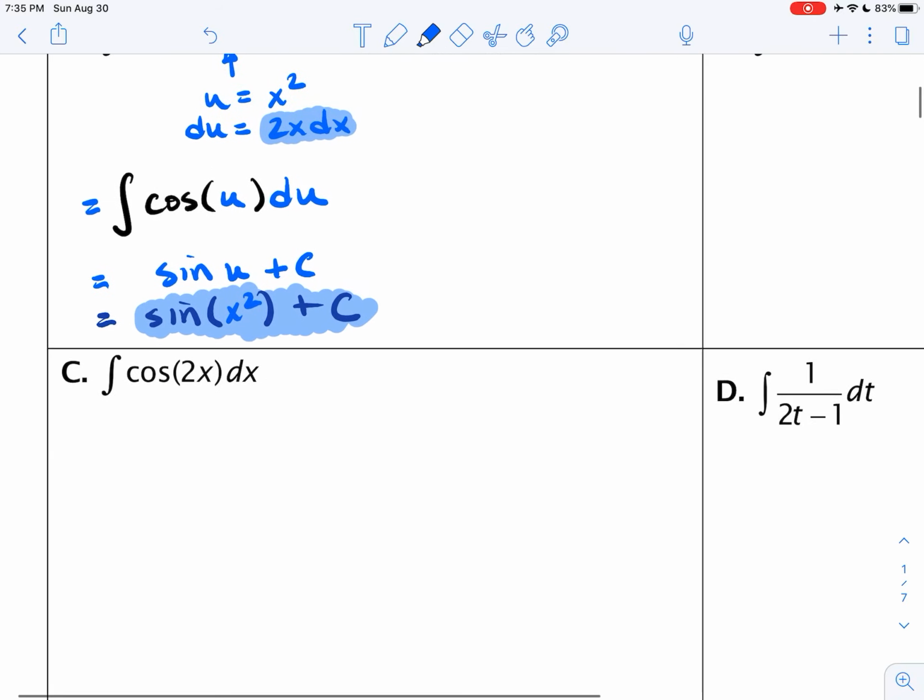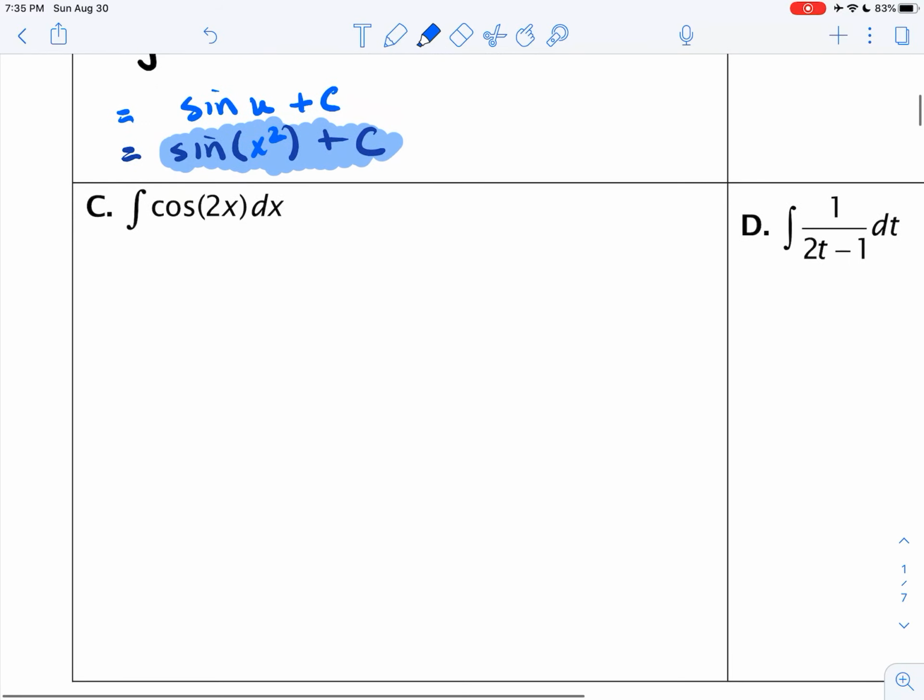And now I want to move forward to c, which is another basic one. I see here another composition of functions.